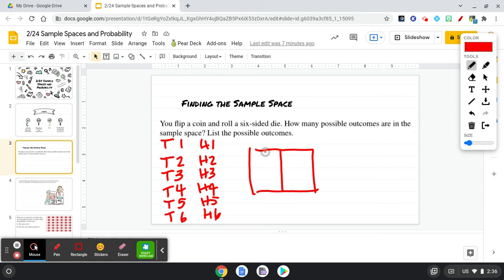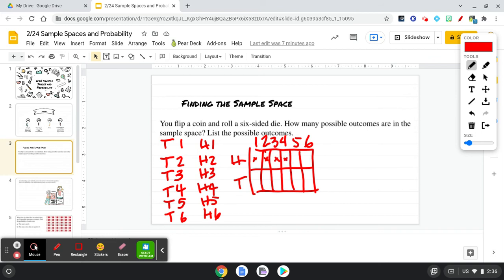So there are 6 things that can happen on the dice. 1, 2, 3, 4, 5, 6. There are 2 things that can happen on the coin, heads or tails. So they're all listed here. So heads 1, heads 2, heads 3, heads 4, etc.